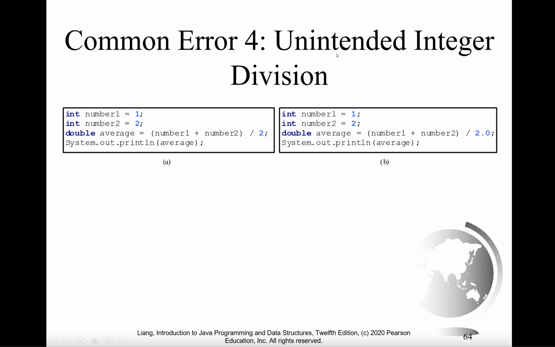Common error 4, unintended integer division. So in this box, we have number 1, number 2. These are 2 integers, and you want to get the average, so you're going to divide by 2. Now, please remember these are 2 integers. The division will be an integer value. The fraction part is truncated. So if you want to get an accurate average, you need to make one of these 2 numbers a floating point number. So here, easily you can write 2.0 rather than 2.